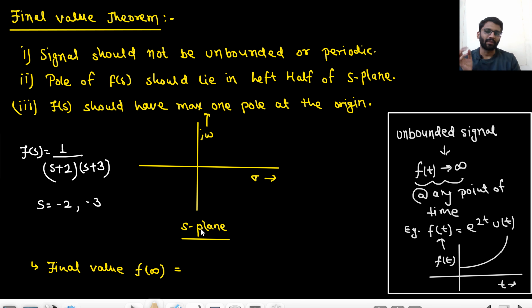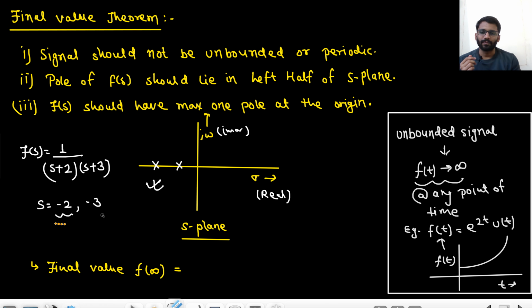One axis is sigma, one is j omega. The real value is shown on the sigma axis, and the imaginary value will be shown on the j omega axis. So we are getting -2 somewhere here, and -3 somewhere here. So the poles of F(s) should lie in the left half of the S plane. Here we can apply the final value theorem. Are you getting my point? Why so? Because the poles are in the left half of the S plane.